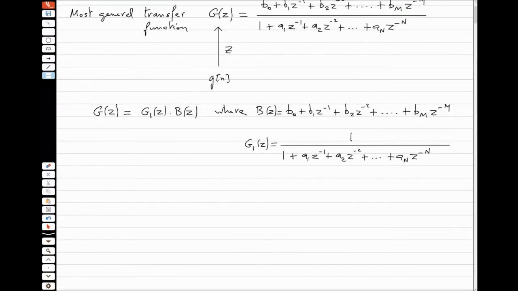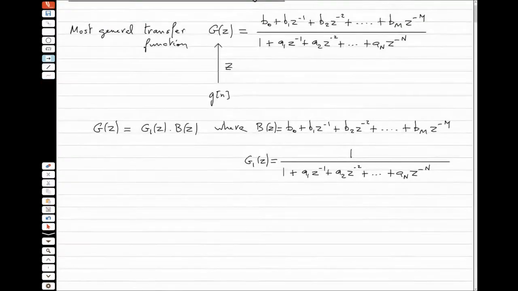So, but if G of Z is of that form, then can somebody tell me what is going to be G of n given this?